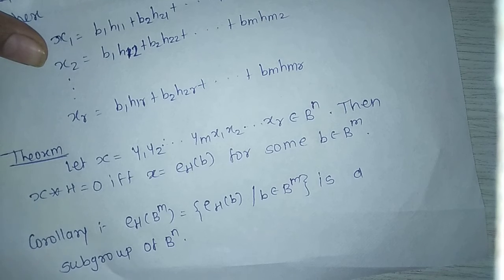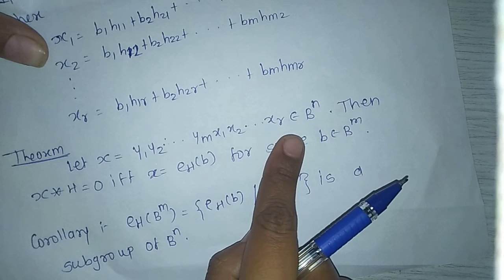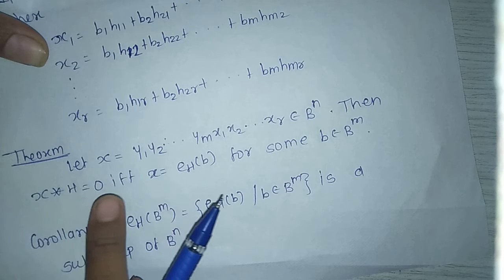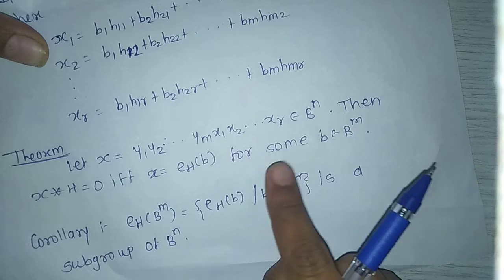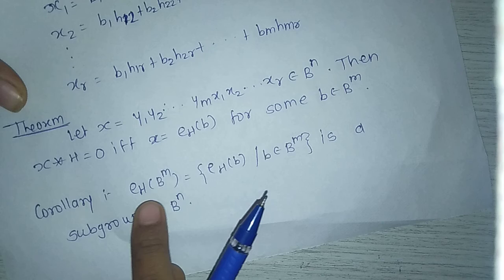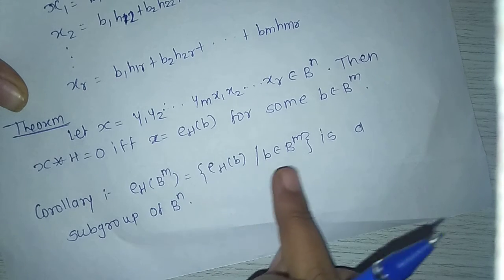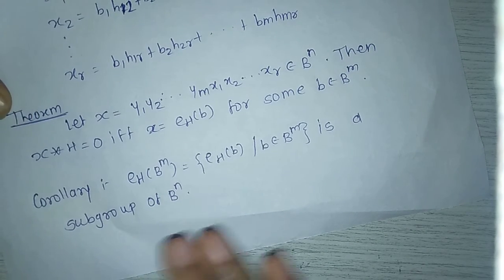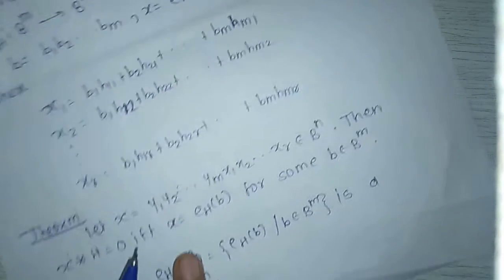Next theorem. Let x equal to y1 y2 and so on ym, x1 x2 and so on xr belong to B^N. Then x star H equal to 0 if and only if x equal to E_H of b for some b belonging to B^M. Next, corollary: E_H of B^M, equal to the set of E_H of b such that b belongs to B^M, is a subgroup of B^N. This theorem we will use in the next two examples.